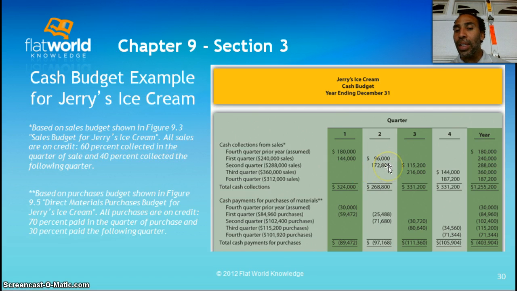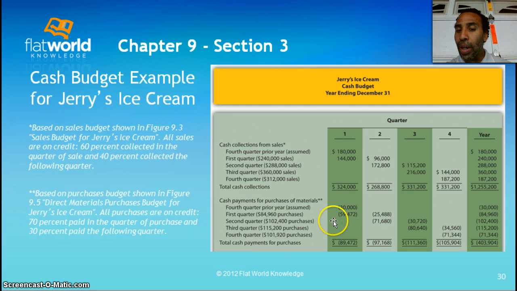Then that other 96,000 shows up in quarter two, and so on and so forth down the line with these. When you look at the actual cash budget, total cash collections are 324,000 for the first quarter, 268,331. So you just do your addition all the way across the board. And down here you have your cash payments for purchases of materials. So fourth quarter prior year, that's going to be assumed.